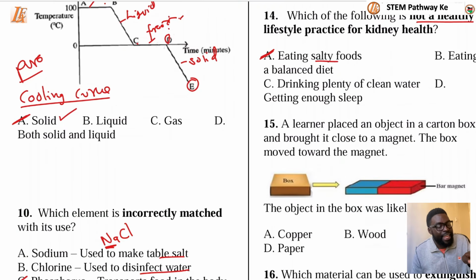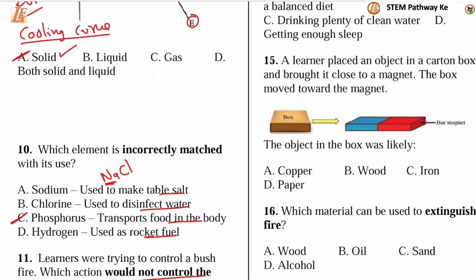Now let's look at this other question. Question 15. A learner placed an object in a carton box and brought it close to a magnet. The box moved towards the magnet. And the question is, the object in the box was likely, in this case, if you have this one as your bar magnet, and then you have an object inside here, and when you place a magnet close to it, it moves towards the magnet, it means the substance which is inside here is a magnetic material. A magnetic material is a material that can be attracted by a magnet.